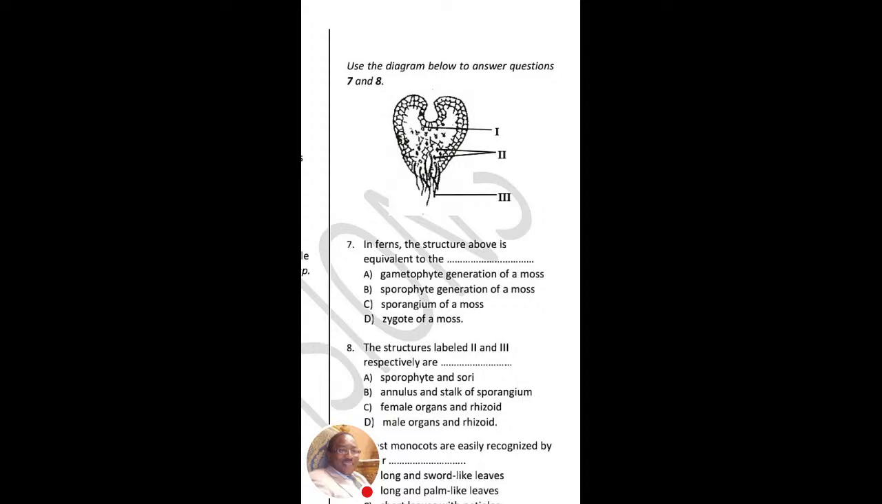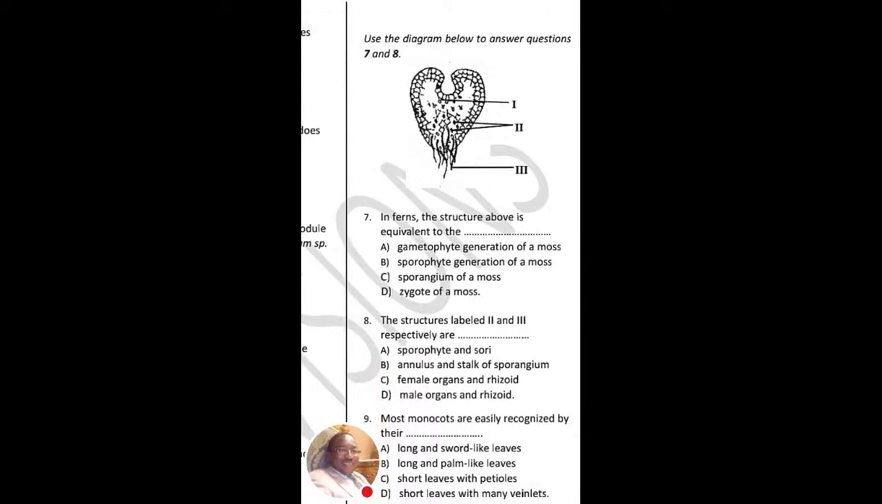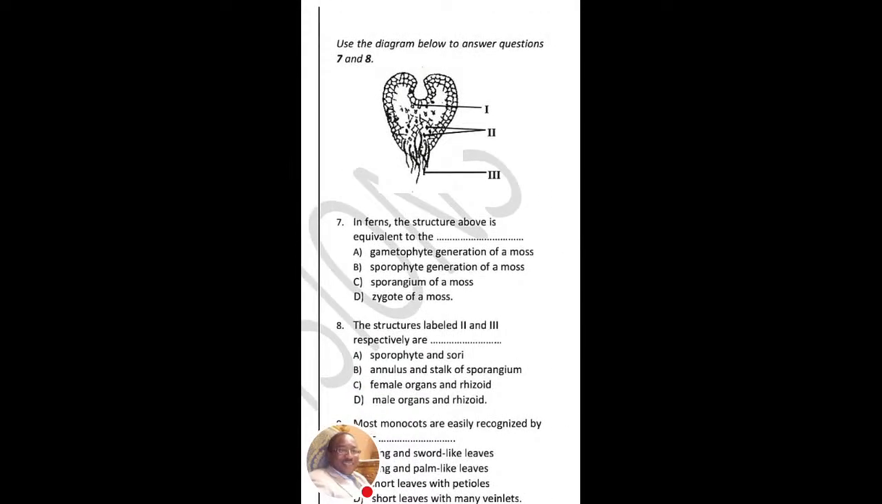Let's look at the options. A, sporophyte and sori. B, annulus and stalk or sporangium. C, female organ and rhizoid. D, male organ and rhizoid. The correct answer, of course, is the male organs and rhizoid. Take note, the male organs are down while the female organs are on top. The males are carrying the females.